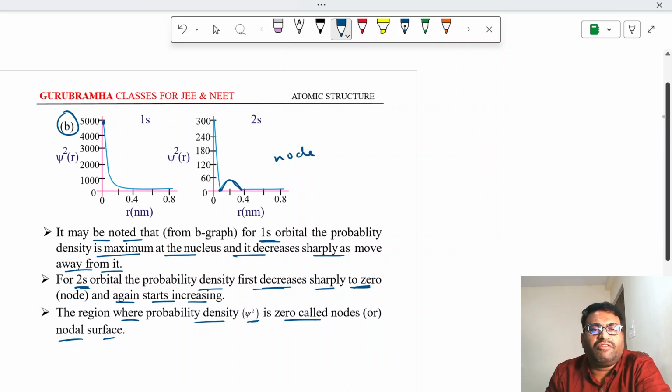So that is with our radial probability distribution curves.